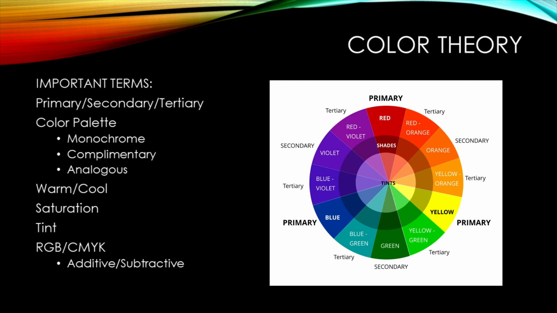So there are tints and shades, and tint means a hue, a color, plus white. So if you're adding color to white, you get a tint. If you're adding color to black, you get a shade, or you can add black to a color to get a shade, right?